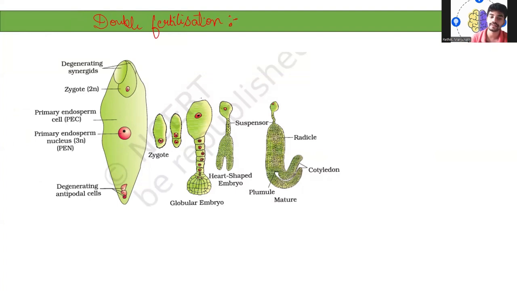fertilization, right? In double fertilization, after entering one of the synergids, the pollen tube is going to release the two male gametes, because in the pollen grain, as I have already told you, there will be two male gametes. Through the pollen tube, the two male gametes will be released into the cytoplasm of the synergids.